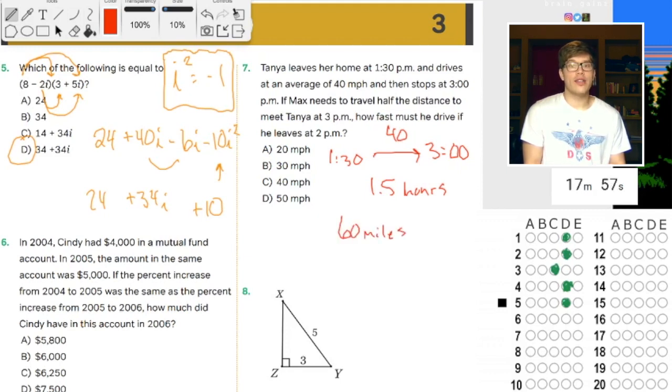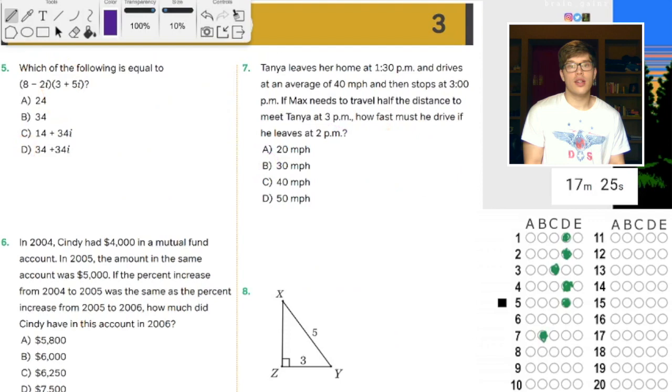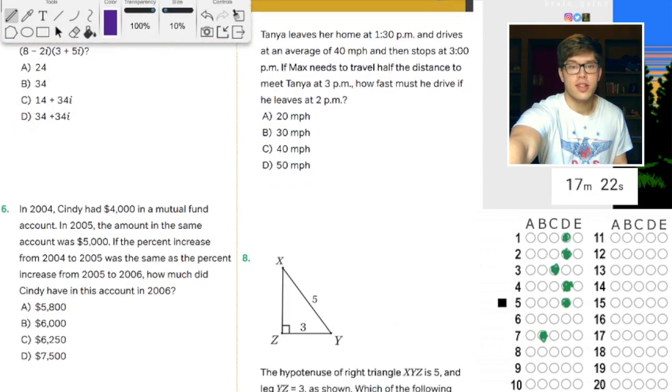We're told that Max needs to travel half the distance. So Max is just traveling 30 miles. And he's leaving at 2 o'clock and he still needs to get there at 3 o'clock. So from 2 to 3, this is 1 hour. So he has 1 hour to go 30 miles. So Max must be traveling 30 miles per hour. So 7 must be B. Okay. Let's look at number 6 and 8.